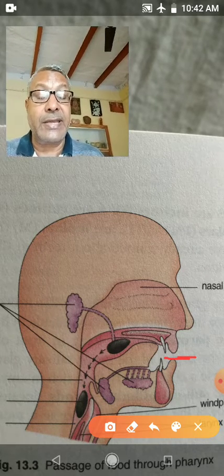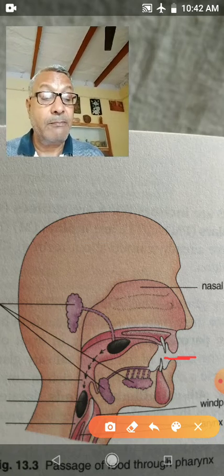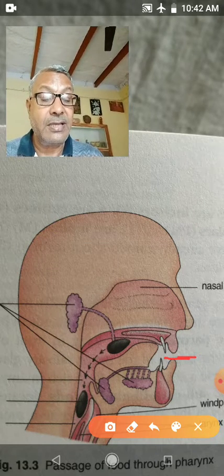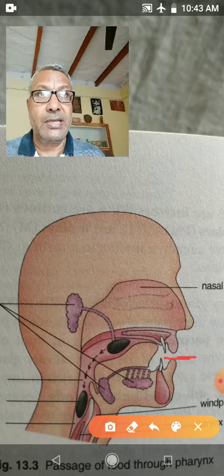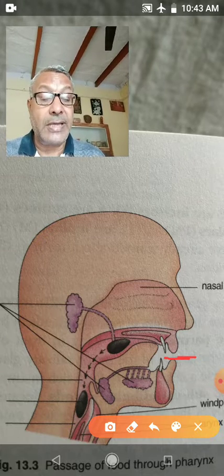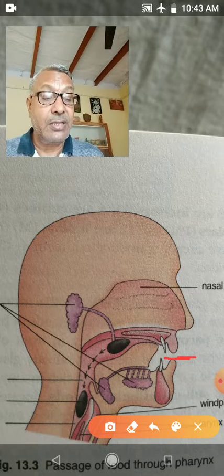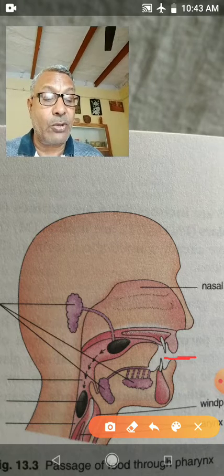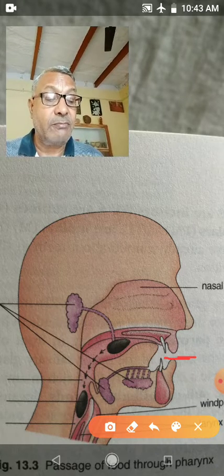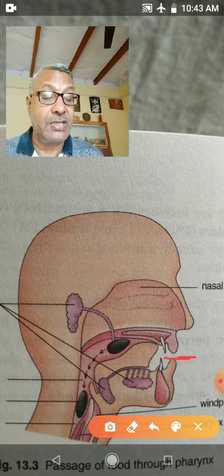After that there is a narrow space between the lips and cheek. The narrow space between the lips and cheek is called the vestibule. So vestibule is the narrow space between the lips and cheek.